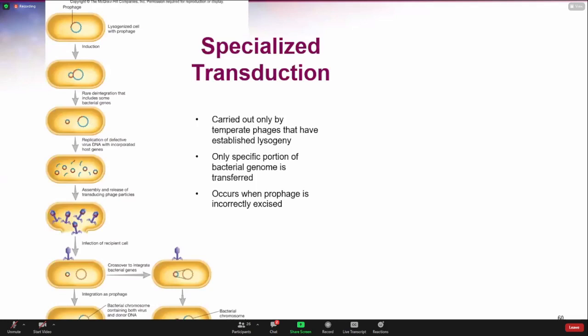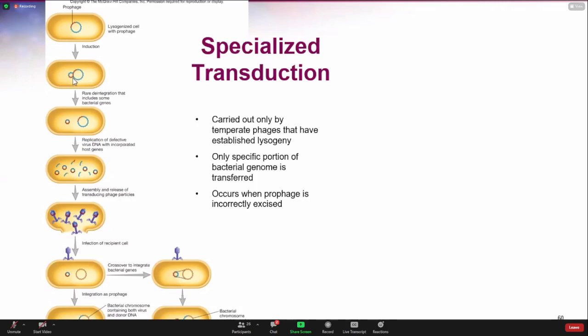Then you can have specialized transduction. And specialized transduction is similar to what we saw with the high frequency transfer and the conjugation. So in this case, we're looking at lysogenic viruses, so no longer just virulent viruses. Virulent viruses only have a single life choice. They go in, they kill the cell, and they leave. But lysogenic viruses would insert themselves into the bacterial genome and remain there until they're induced to leave.